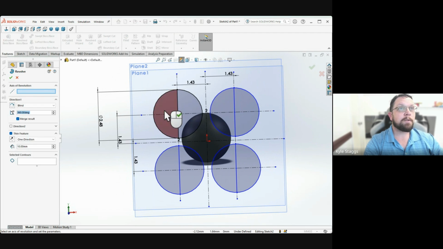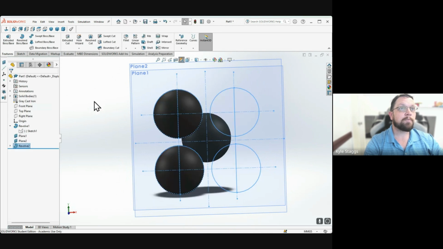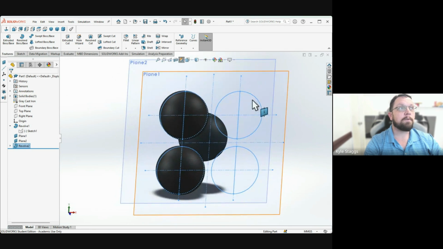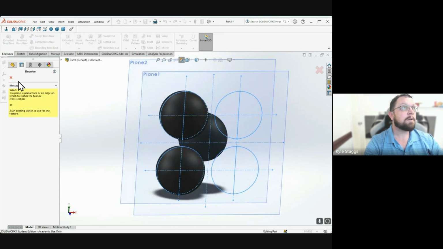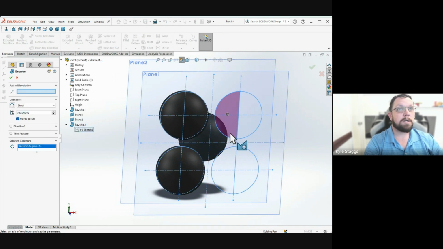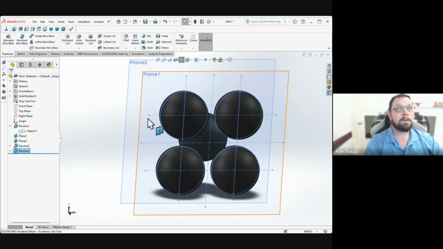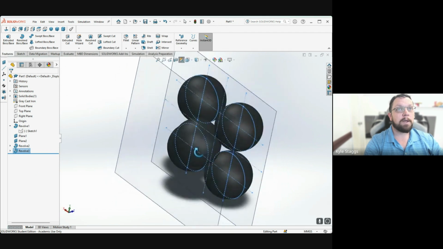So we want to revolve around this axis, no thin feature. We want to revolve this region and this region, and we want to revolve these. Yes, you can revolve multiple regions from the same sketch at the same time. Region 1, Region 2, axes of revolution, get rid of the thin feature. There we go. Okay, now we have our intersection.